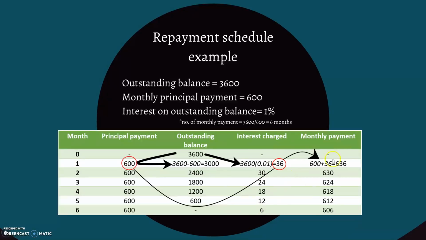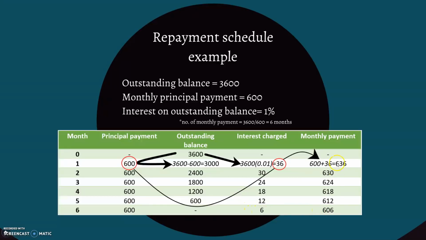Okay, let's talk about the monthly payment. So what is the unequal payment that needs to be made monthly? For the first month, 600 plus the interest, 36, you will get this. Second principal payment plus the second interest value, you will get this. And so on and so forth until the end. 600 plus 6, you will get 606.